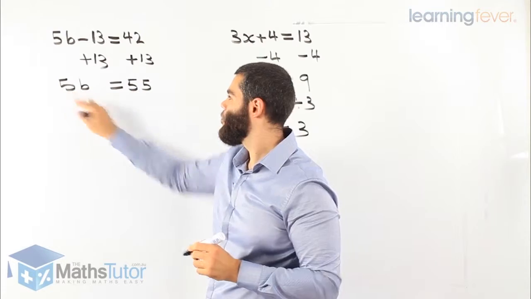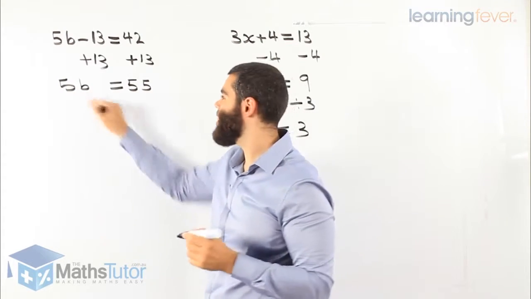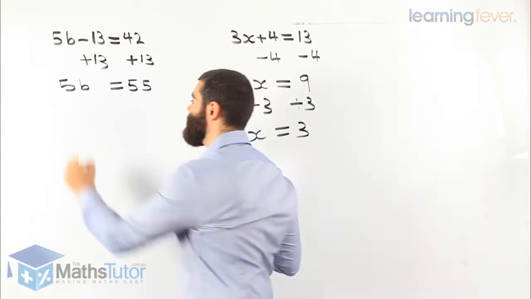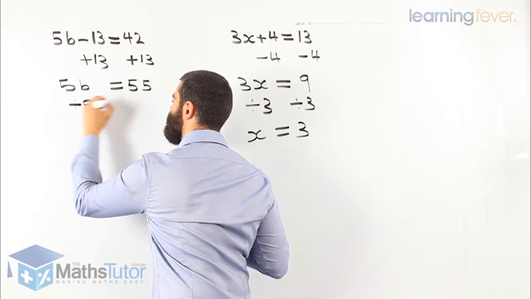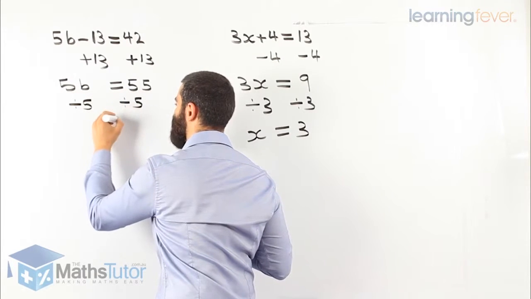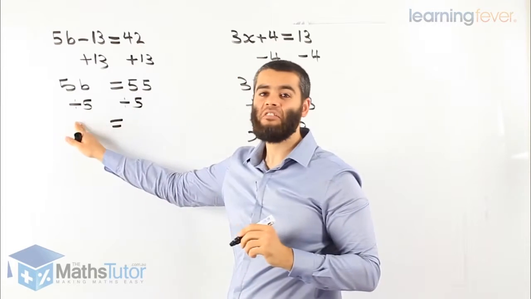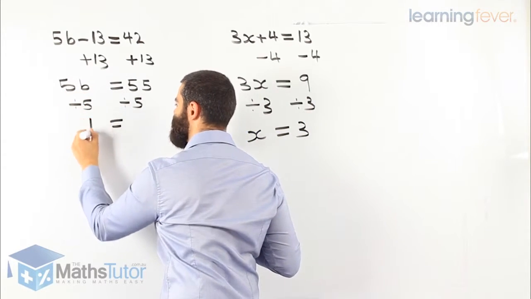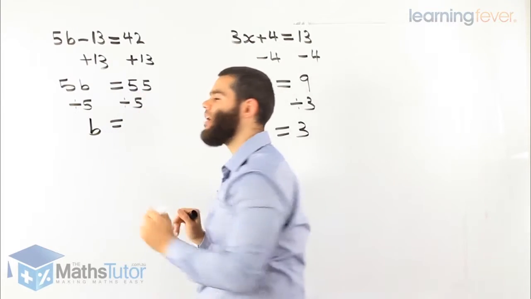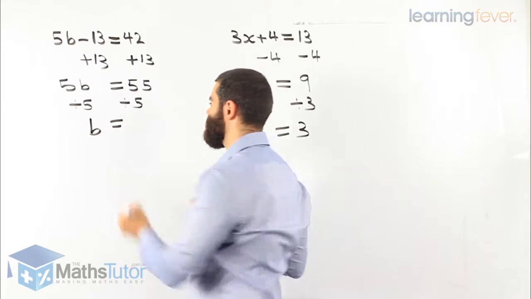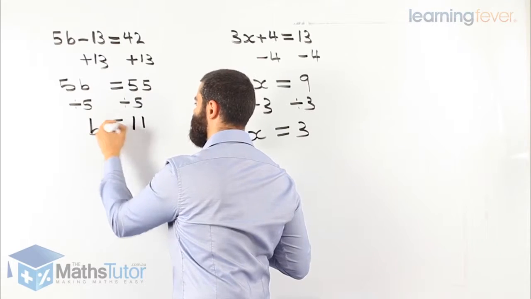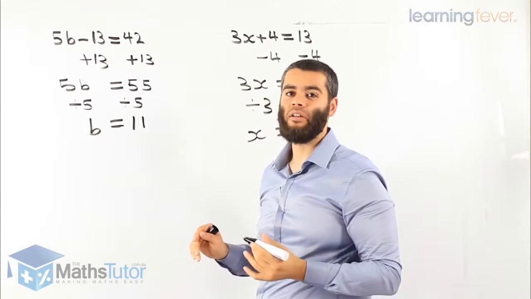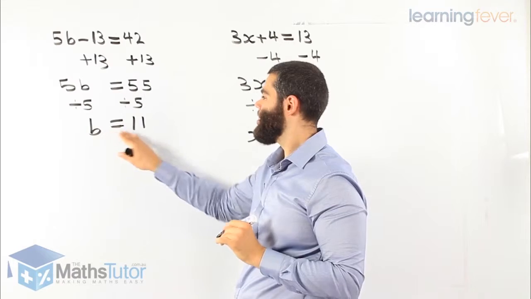What do we do now? We are going to divide because 5b is 5 times b. So divide by 5 and divide by 5 on the other side. Remember always what we do to one side, we do to the other. 5 divided by 5, we're left with 1b. 55 divided by 5 is simply 11. So b equals 11. That's our answer. b is 11.